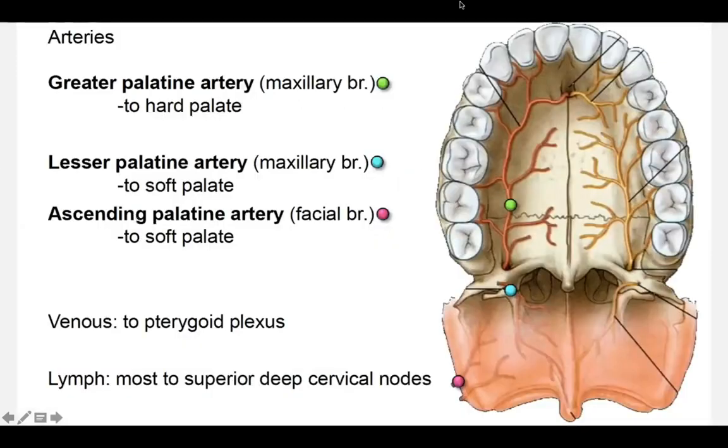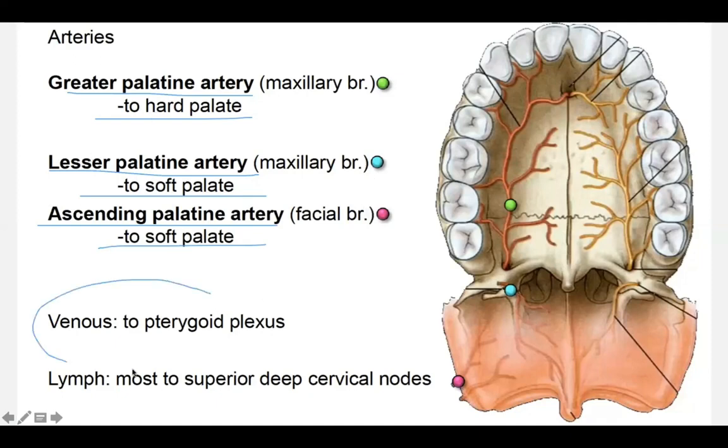Again here, there is the greater palatine artery to the hard palate, the lesser palatine artery towards the soft palate, and the ascending palatine artery also towards the soft palate. And then there was the ascending pharyngeal and sphenopalatine, as in the previous slide.